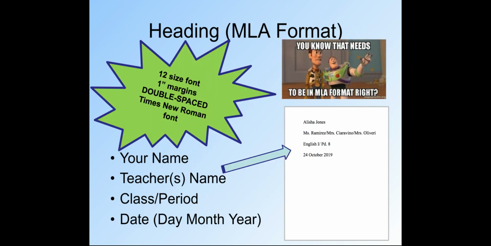All right, so we mentioned that we are going to be writing in MLA format, okay? This will literally be me. I will always tell you that needs to be in MLA format, right? So these are a few of the characteristics of MLA format.